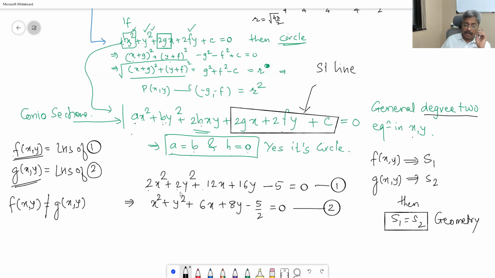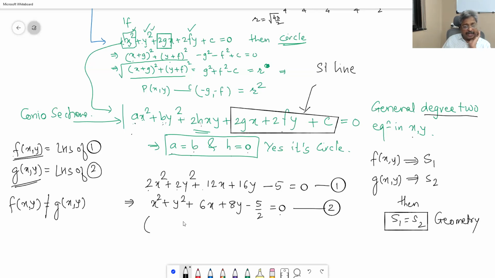So therefore we should not say that equation 1 is equal to equation 2. They are not same, they are different. However, geometry of equation 1 is exactly same as geometry of equation 2, and that is what we are interested in. We are interested in the geometry of these two functions. Okay, and therefore now I have brought it in the form where I am calling it a standard form or general equation of circle.